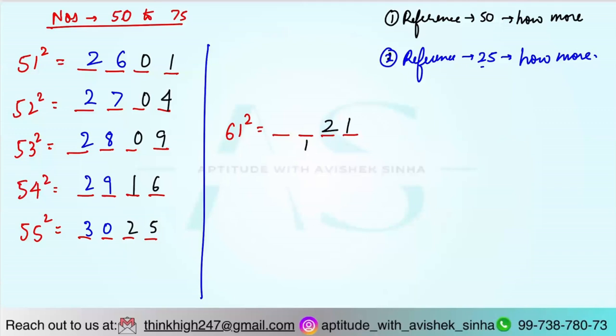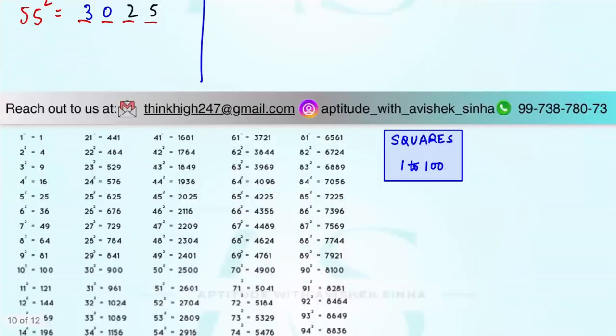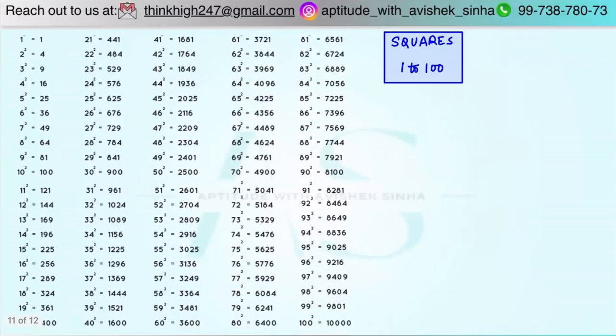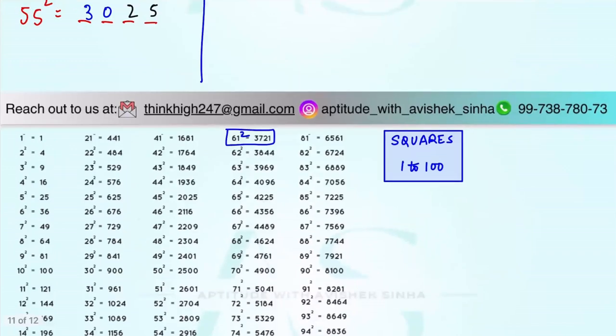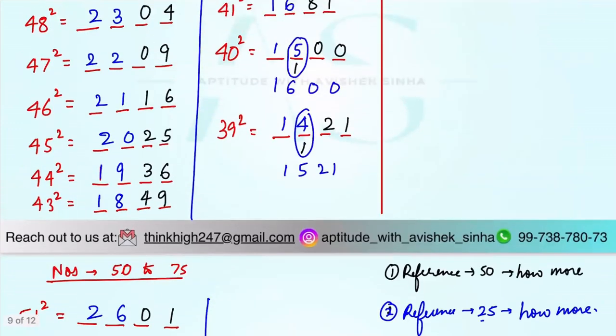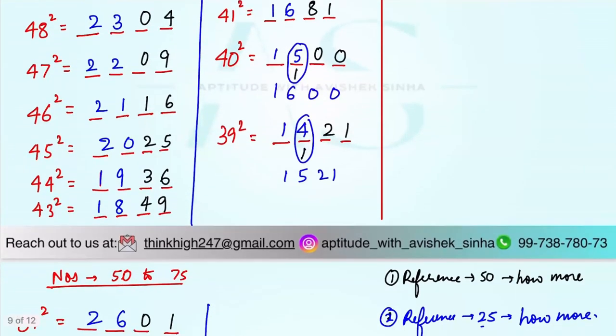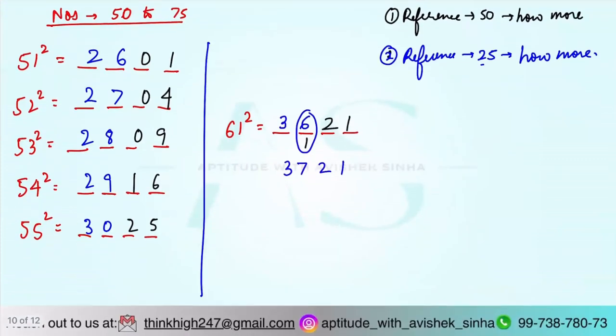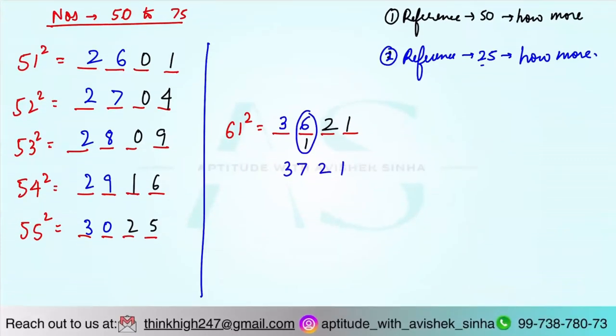Now, how much is it more than 25? If you look at it, it is 36 more. So this is 3721. You can cross check 61 square, 3721. The same process that we used here in the last two questions of 40 and 39. On a similar note, if you're having difficulty here, please do one more so that you don't find it difficult.